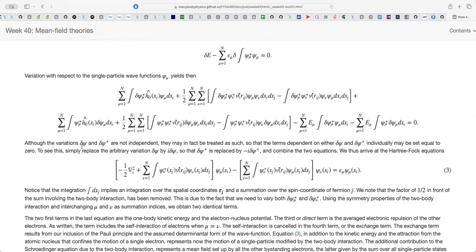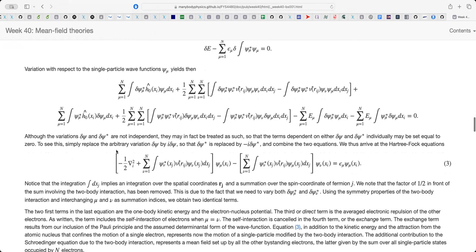variations, you can make the variations with delta phi and delta phi complex conjugate. They are not independent, but they may in fact be treated as such, so that the terms which depend on either delta phi or delta phi complex conjugate may be set individually to 0. You can see that by simply replacing the arbitrary variation by a complex one, so that this one is actually replaced by that one. And then you combine the two equations. This is a very simple way to do that.